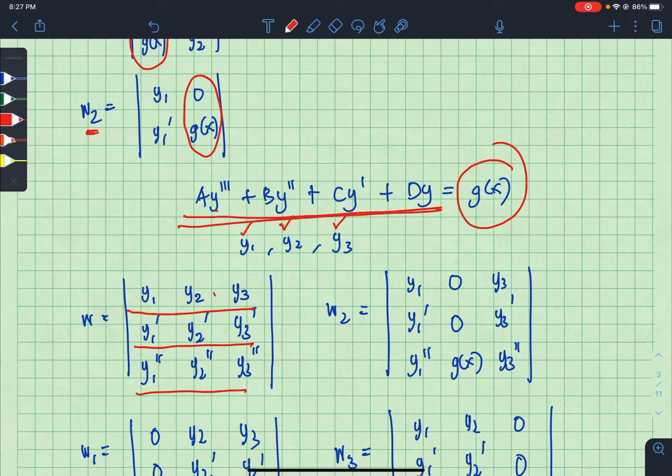And then for w sub 3, you can see here, that would be on the third column, where we are going to write the 0, 0, and g of x. Then the first two columns are exactly the same as the first two columns of the Wronskian W. Okay, so that is how to form them. But this time around, this is a 3 by 3.